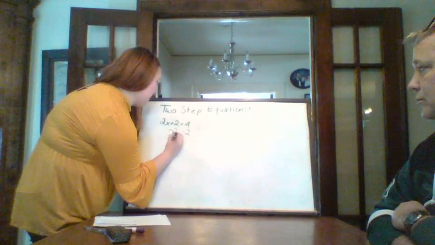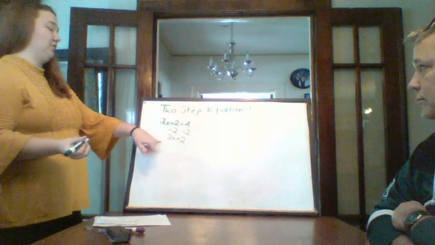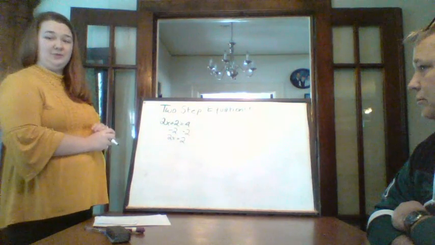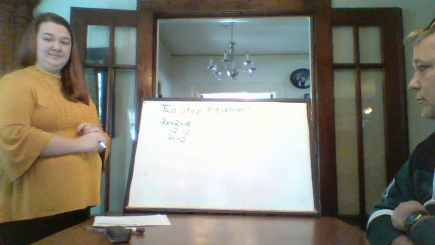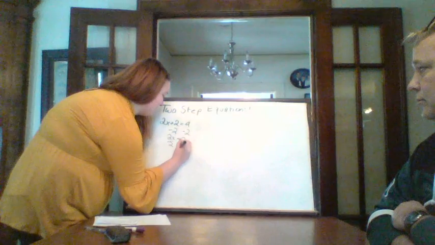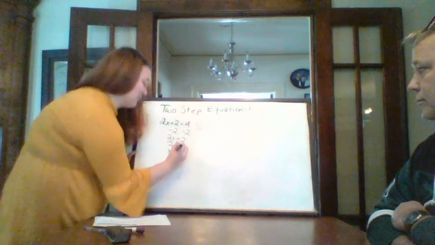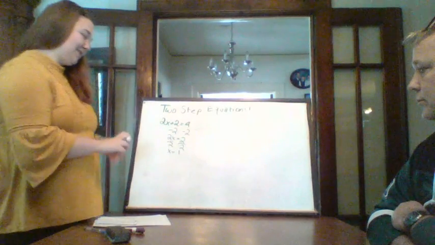So we've got 2x equals 2. Now we're left with one more number. What do we do with that number? Divide both sides by 2. That's great. So now we're left with x equals 1. Good job. We're done with that one.